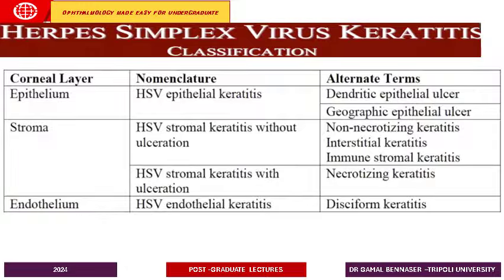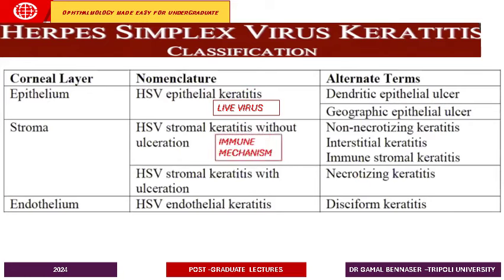Another important thing regarding herpes simplex keratitis is that herpes simplex can involve all layers of the cornea: the epithelium in the form of dendritic or geographical ulcers, the stroma in the form of necrotizing keratitis or without ulceration, and the endothelium, as a disciform keratitis or as a trabeculitis. So all layers can be involved. However, the exact pathogenesis differs from layer to layer. For example, in the epithelium, it is due to active viral replication or multiplication, so this is very important.